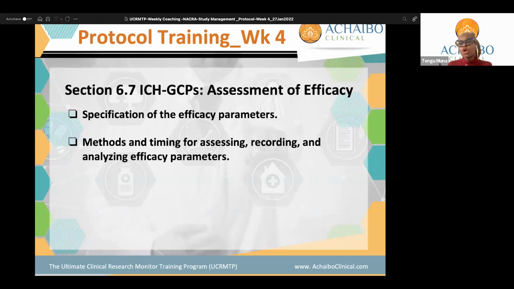So when you're looking at a protocol, you also want to make sure, what phase are we in? Because the phase that you're in is going to determine the type of efficacy parameters. When you're dealing with phase one, there is a bit of efficacy, but honestly, it's really the safety piece that is the most important part.